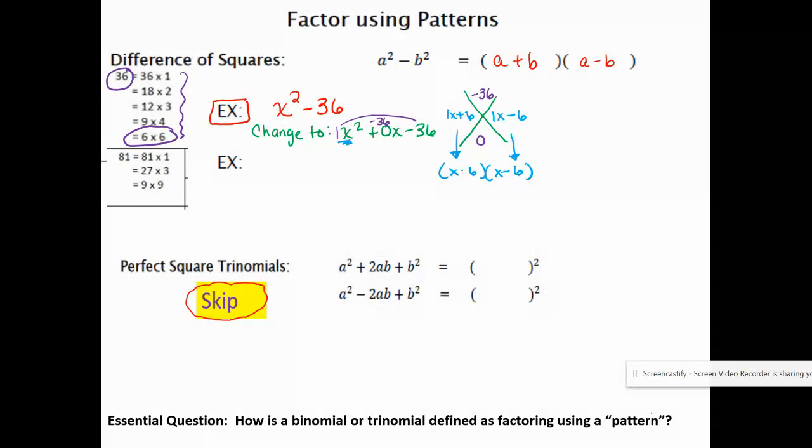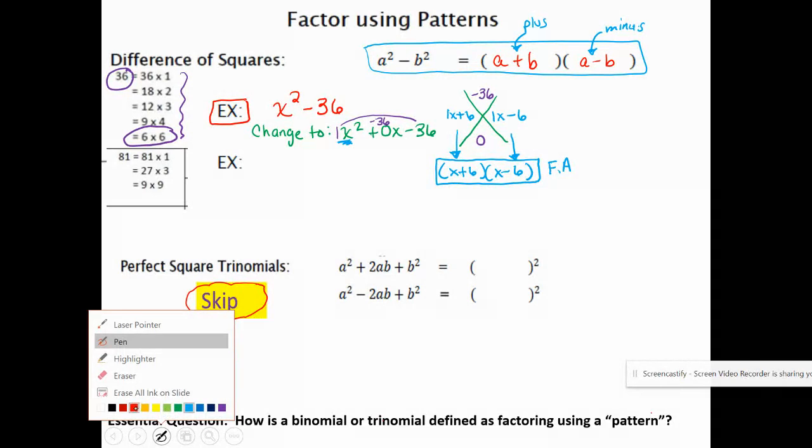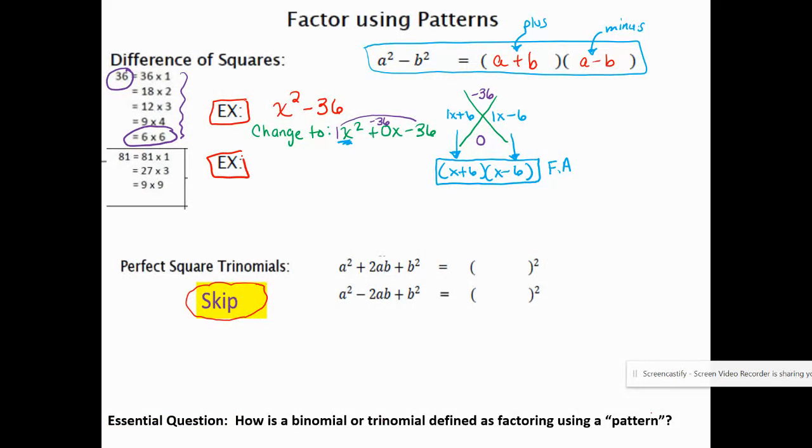Let me just clean this up a little bit. Now, what you can see here in the pattern up at the beginning, I want you to notice how one is a plus and one is a minus. That's going to be a pattern we're going to see all the time. So let's do another example.